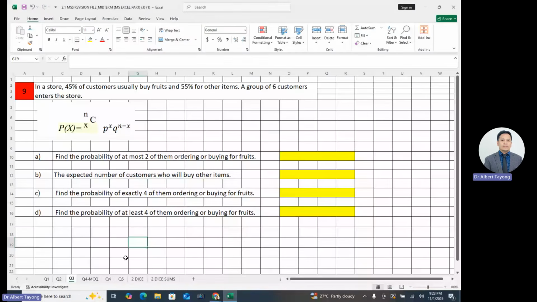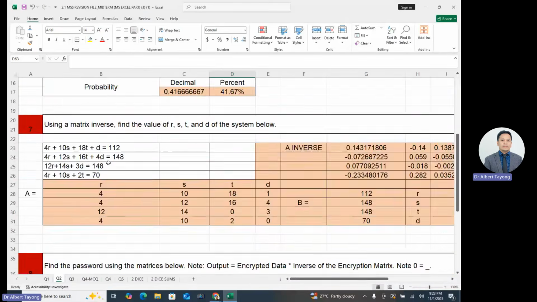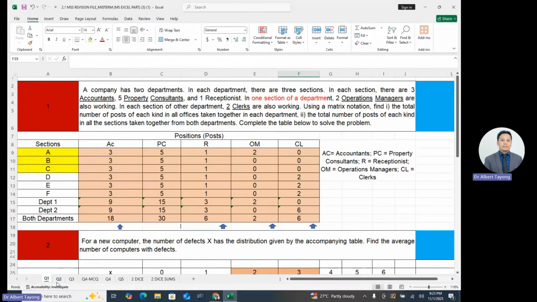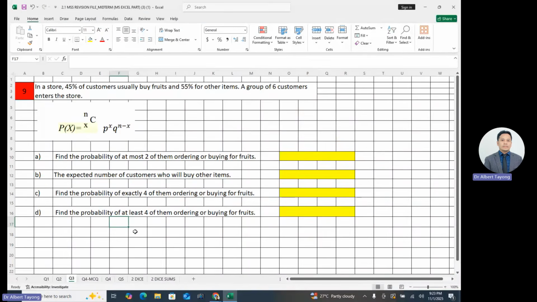All right, so let's now have the Q3. We are done with Q2 and Q1. Ready? So Q3 here, in a store, 45% of customers usually buy fruits and 55% for other items.